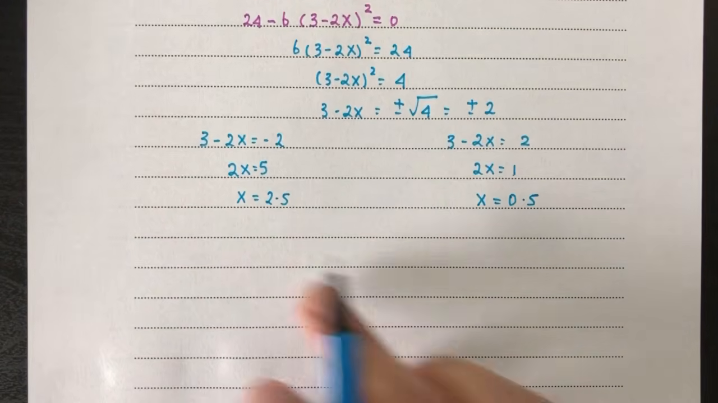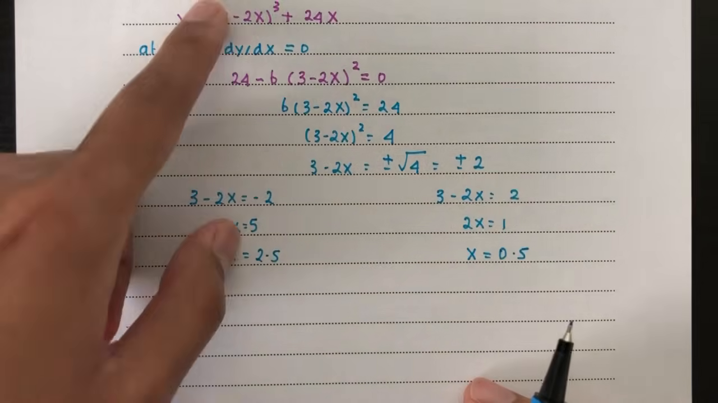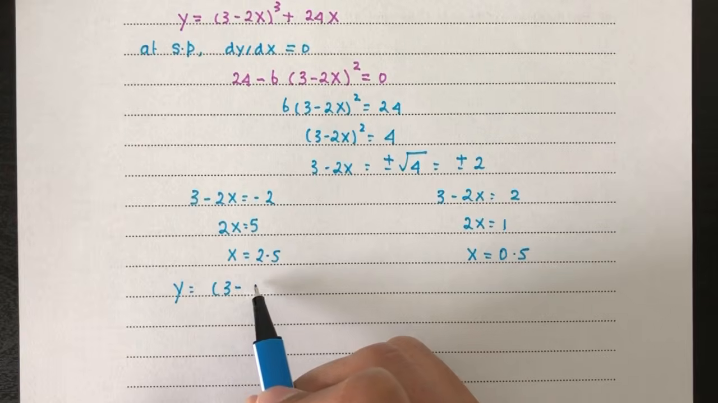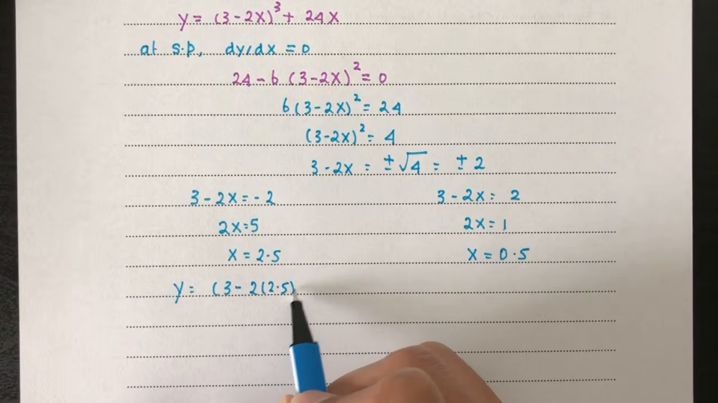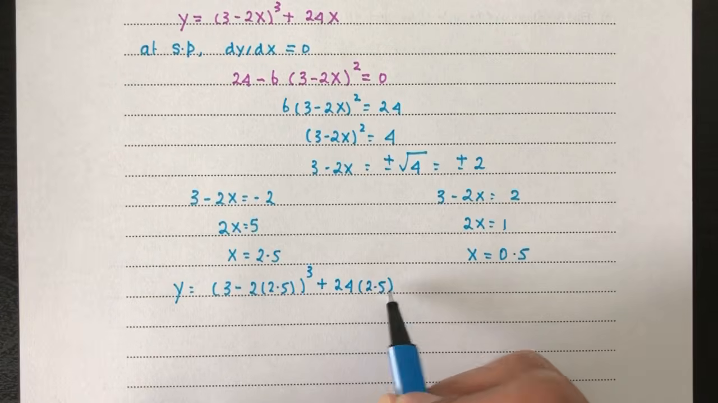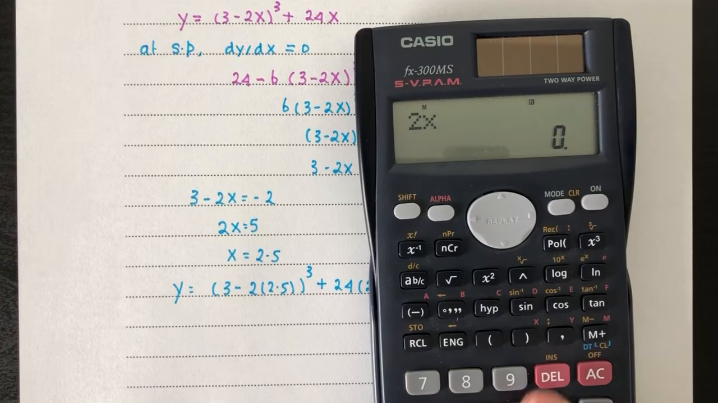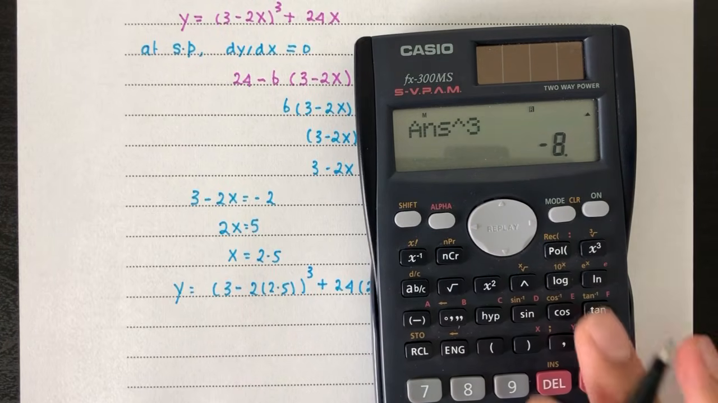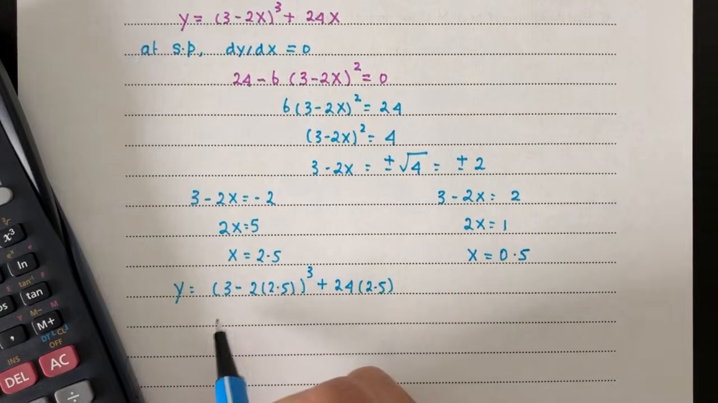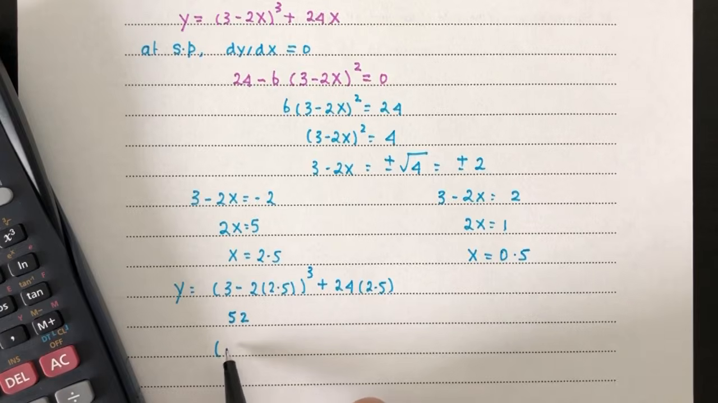Now what are the y values? Replace each in the equation to find the y values. So for this one, y will be (3 minus 2 times 2.5) power 3 plus 24 times 2.5. So let's see what we have. 2 times 2.5, 3 minus 5, minus 2 power 3, minus 8 plus 24 times 2.5. That will be 52. So one point will be (2.5, 52).